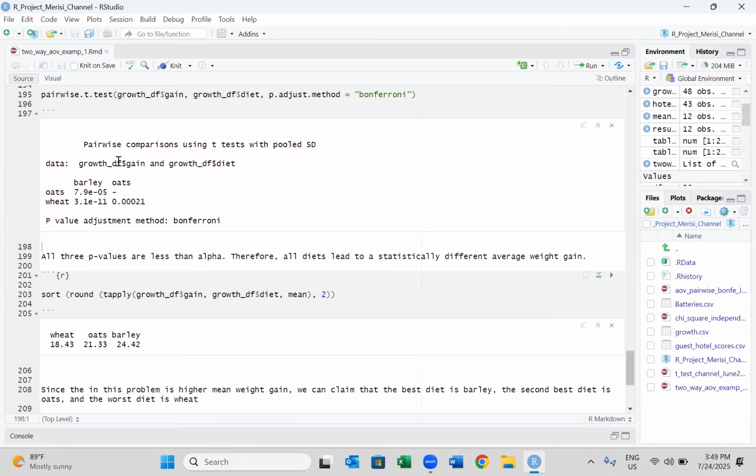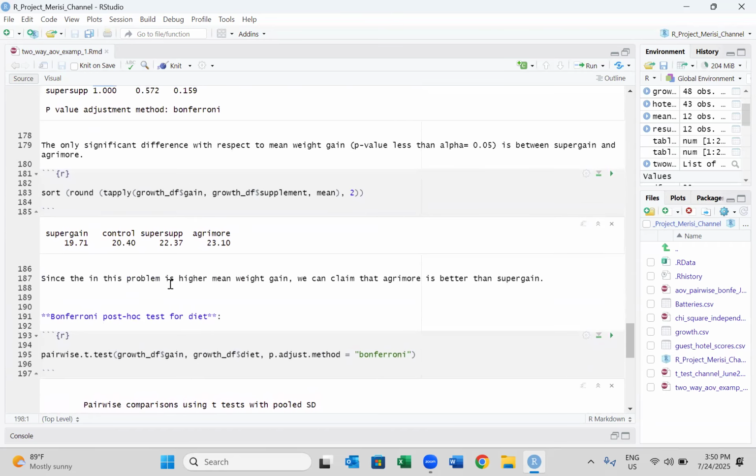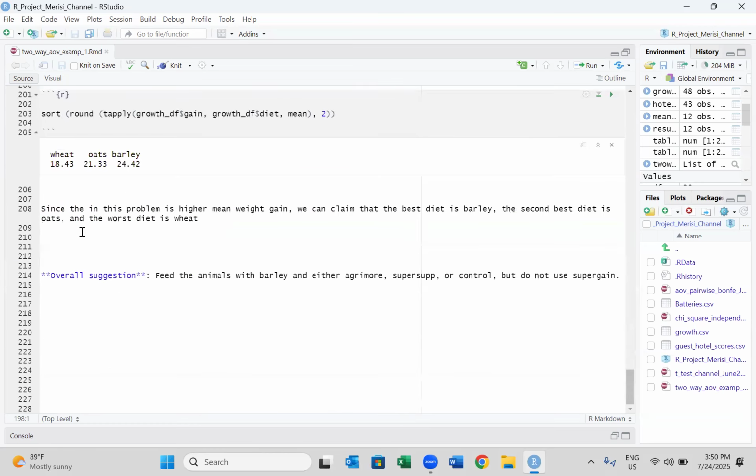All right, guys, so to finish, what is our final conclusion here in terms of what is the best diet and supplement to use? Well, obviously the best diet is barley, we know that. And in terms of the supplements, the best you can say is don't recommend super gain, because we saw that super gain was worse than Agrimore. But in terms of the best supplement, that's a little bit more tricky to decide. At least you can say that in principle, either control, super sub, or Agrimore should work, but super gain, no. So the final conclusion is that the overall suggestion is to feed the animals with barley and either Agrimore, super sub, or control, but do not use super gain.